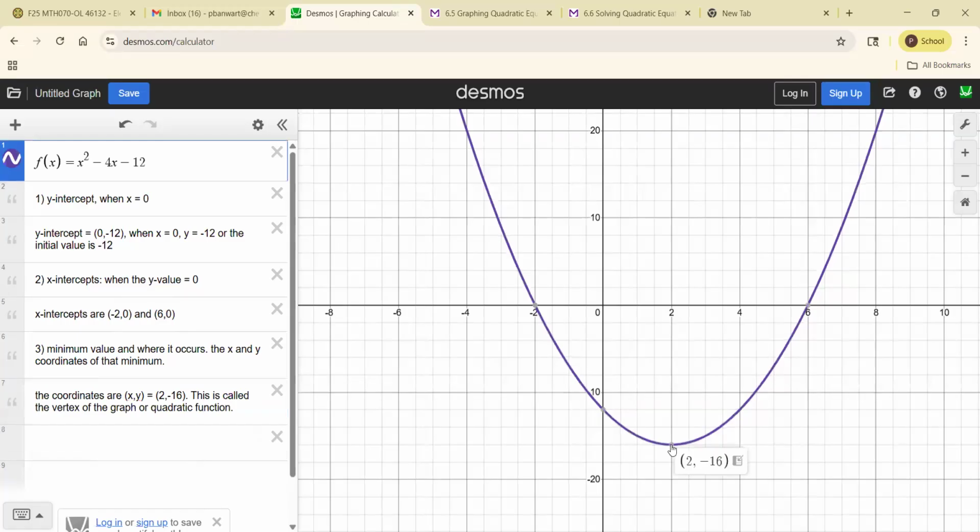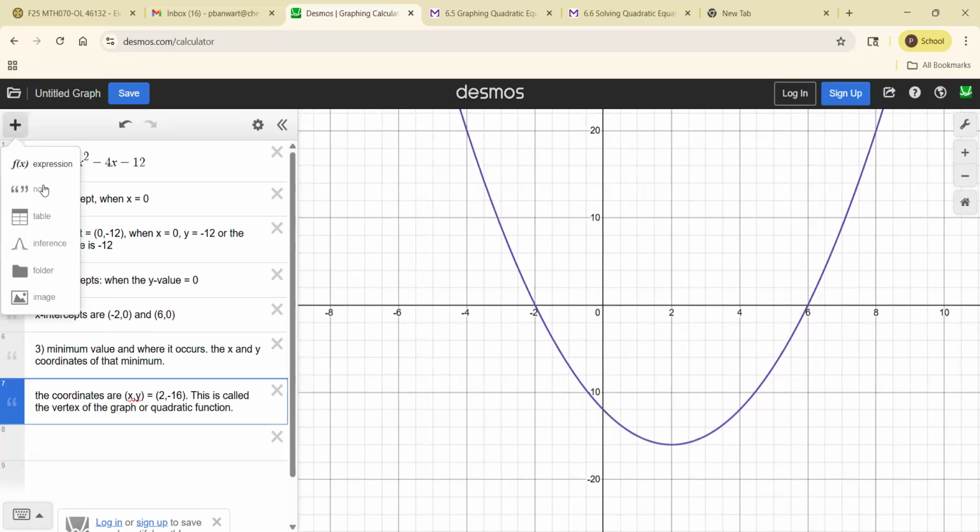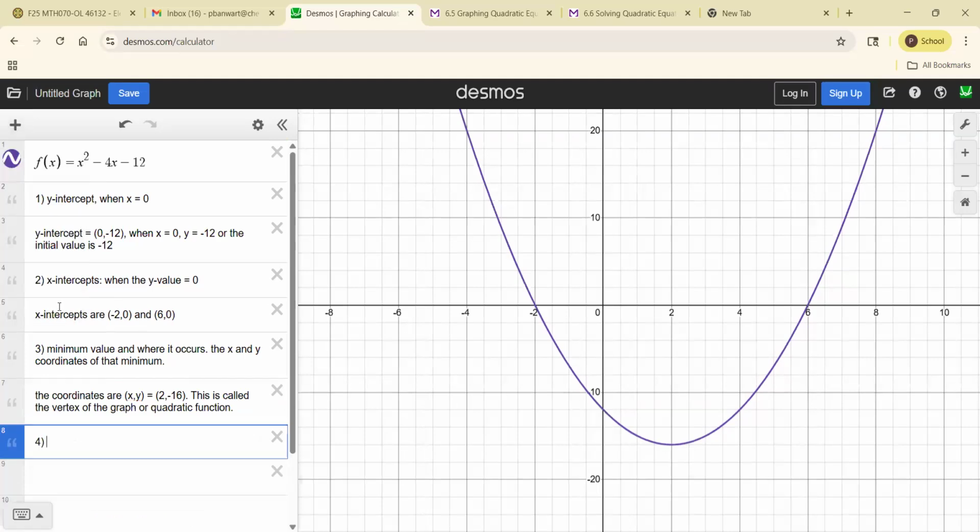Vertex, there's a reason why it's called that. I would encourage you just to think of it as the maximum or the minimum, because that's what it is. And then the last one is, does it open up or down? And we can tell very easily this opens up.